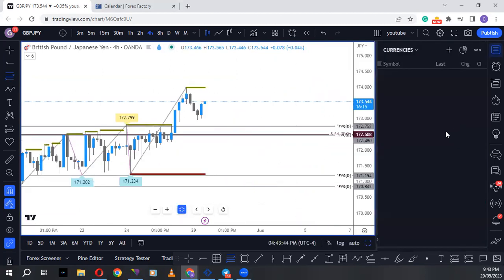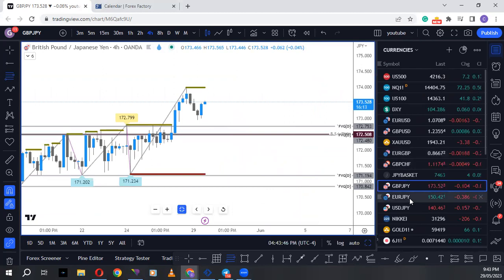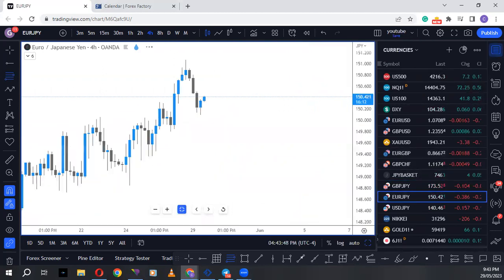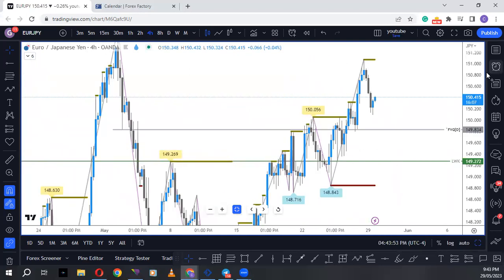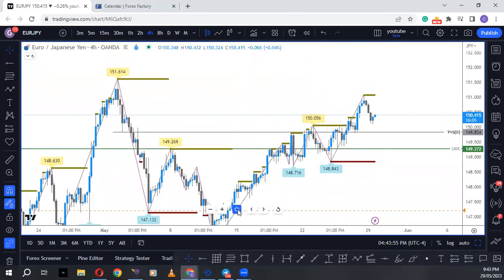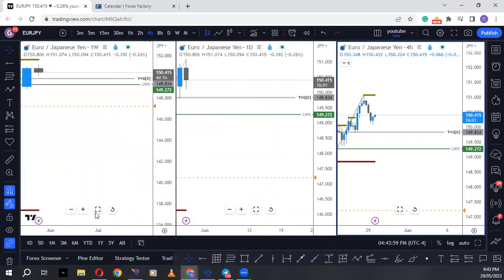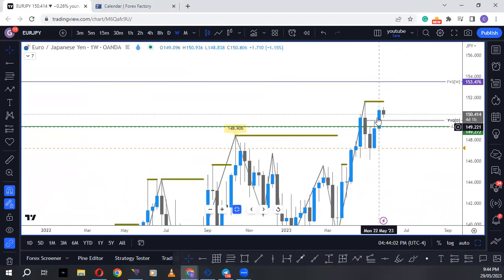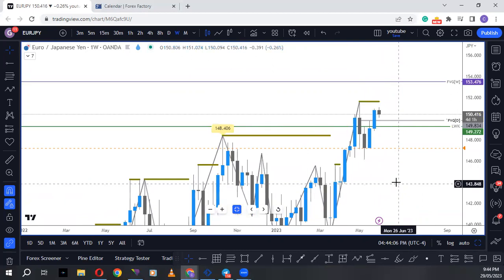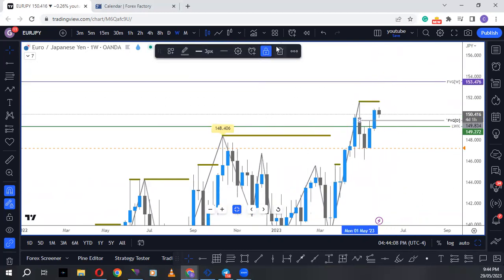The next pair we're going to look at is the euro yen. The euro yen too is still bullish, but it has highs to its left, unlike the other pairs. And why is that? Because the euro GBP is dragging this pair. The euro GBP is weighing on it, so it's not running as fast as the others.